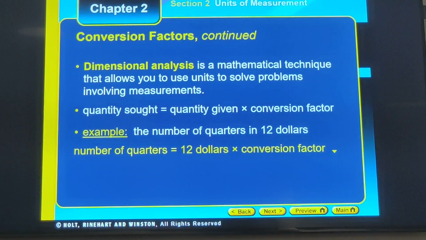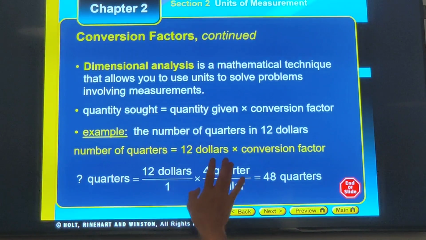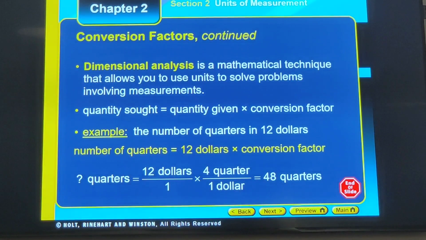Okay? So the number of quarters equals $12 times my conversion factor, which is 4 quarters per dollar. Now, how do you know which way to write the conversion factor? I need to write it in such a way that I can cancel out the units I started with and end up with the units that my answer is supposed to be in. So in this case, I want it to be in quarters. So I have to put the dollars on the bottom over here, so they'll cancel out to get quarters.